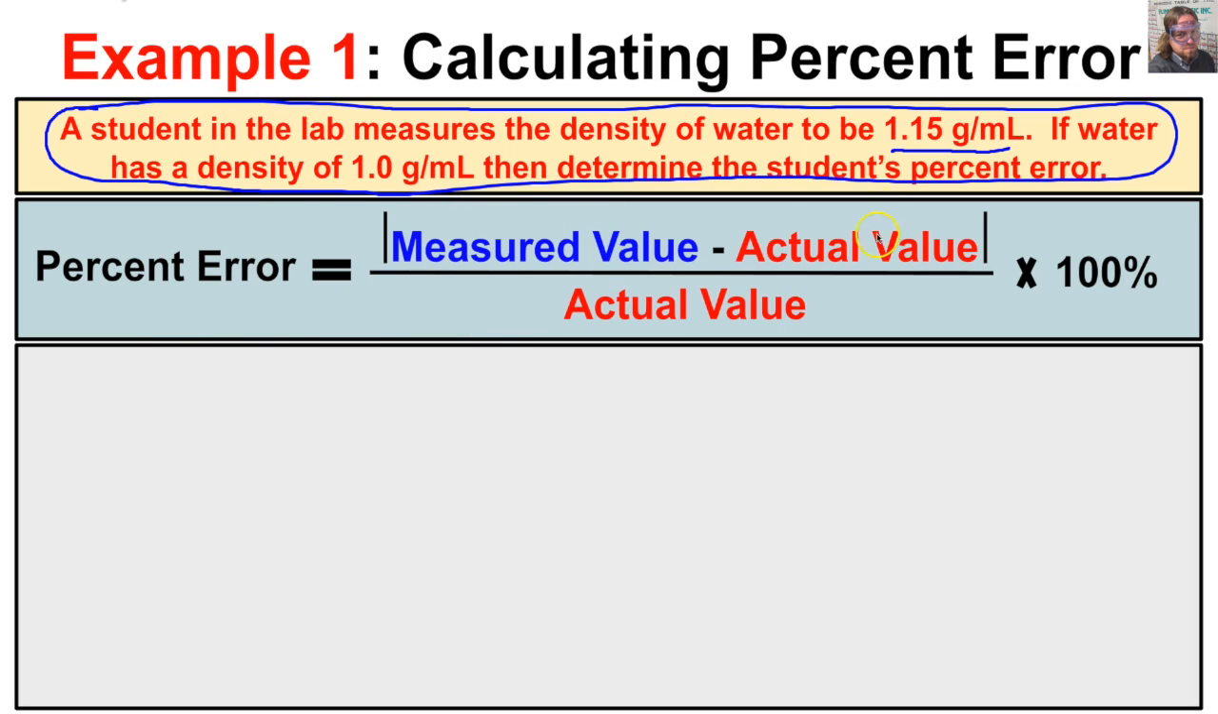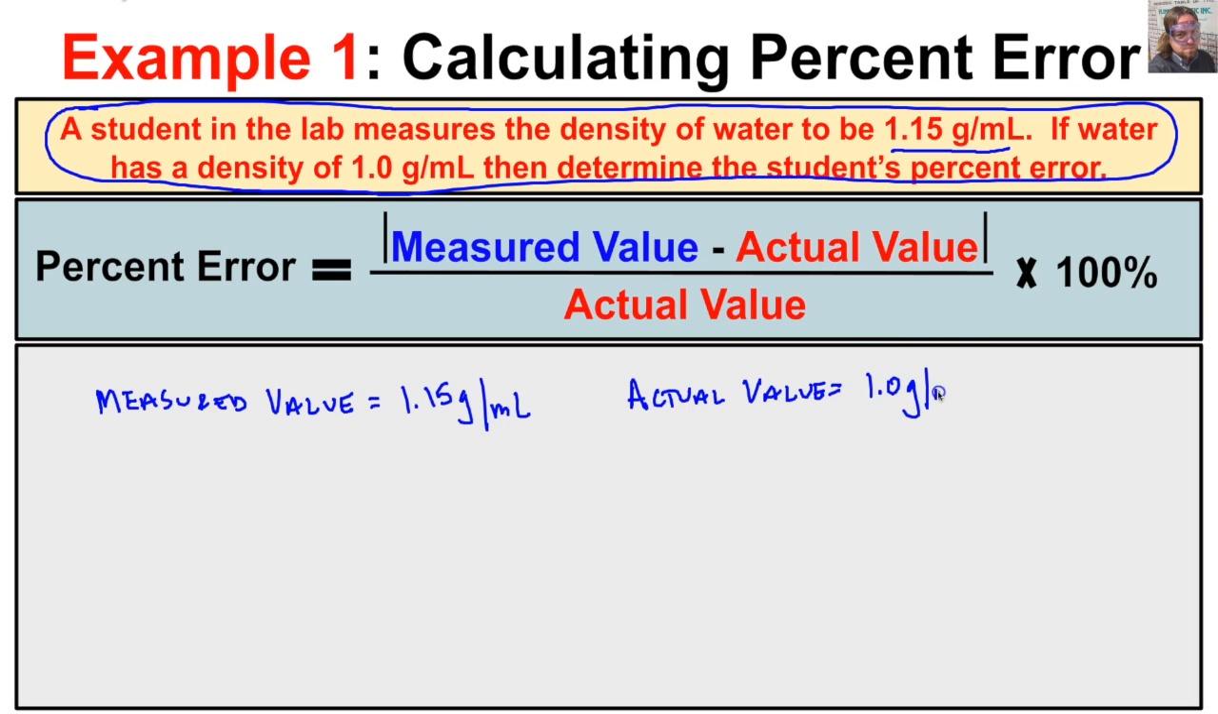So to get the percent error, here's our little formula. So let's go ahead and apply this. Let's see here. It looks like the measured value, or the measured density by the student in this lab here, was 1.15 grams per milliliter. And if we take a look, the actual density of water happens to be 1.0 grams per milliliter.